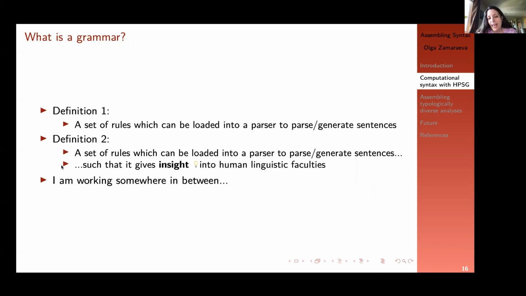I am actually working somewhere in between these two definitions. So I am concerned with insight into human linguistic faculties, but I'm also concerned with being able to do natural language processing and to actually apply syntactic theory in practice, which limits to a certain degree the amount of philosophical theorizing that you might engage in when you do syntax.